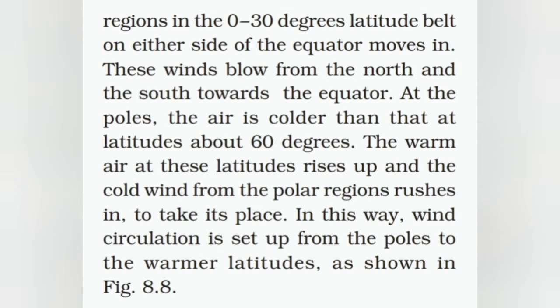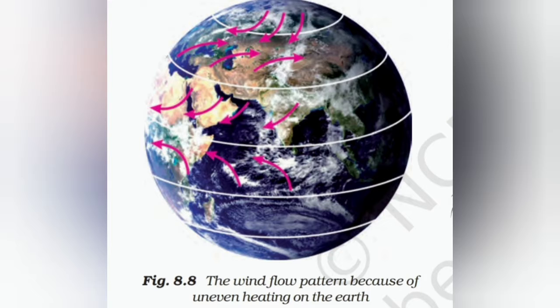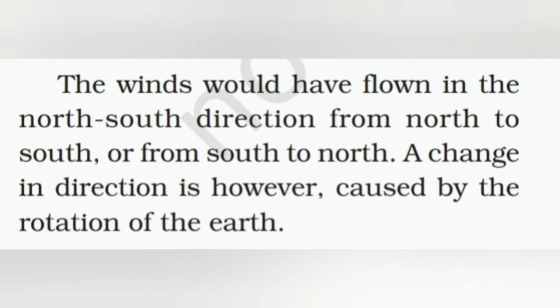At the poles, the air is colder than that at latitudes about 60 degrees. The warm air at these latitudes rises up and the cold wind from the polar regions rushes in to take its place. In this way, wind circulation is set up from the poles to the warmer latitudes as shown in figure 8.8. The winds would have flown in the north-south direction, from north to south or from south to north. A change in direction is, however, caused by the rotation of the earth.